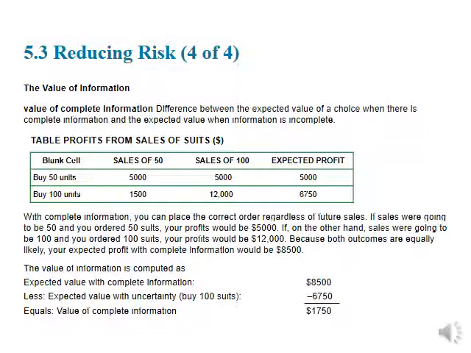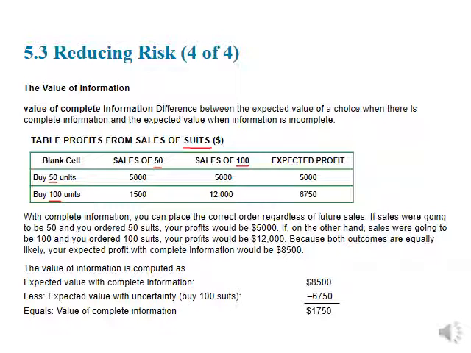So let's consider the situation on the slide where there's another salesperson and they're selling suits. On any given day, a salesperson can sell 50 suits or they can sell 100 suits. They don't know in advance how many suits there will be demand for. So they can either buy 50 suits or they can buy 100 suits.